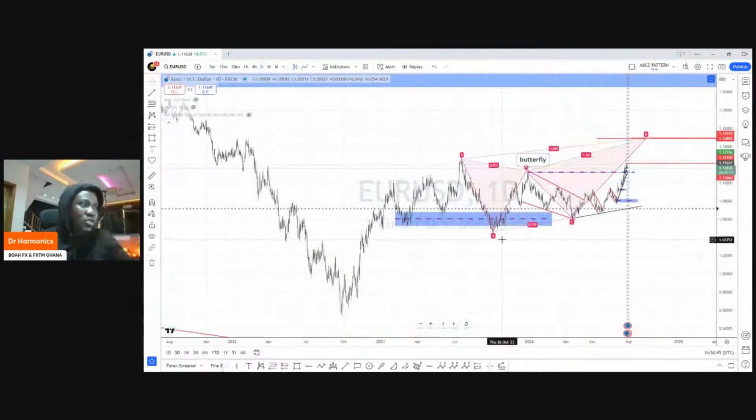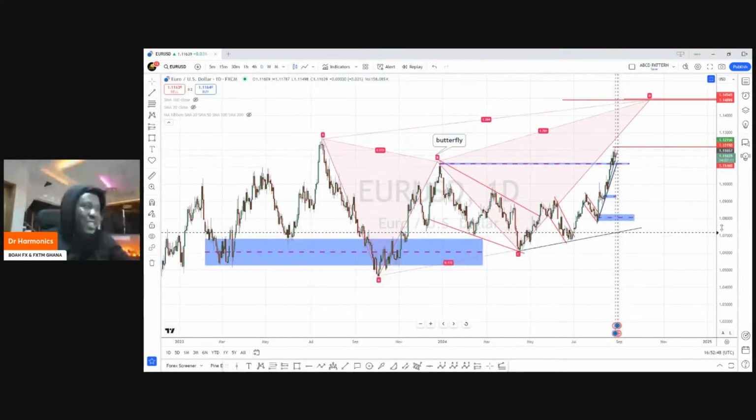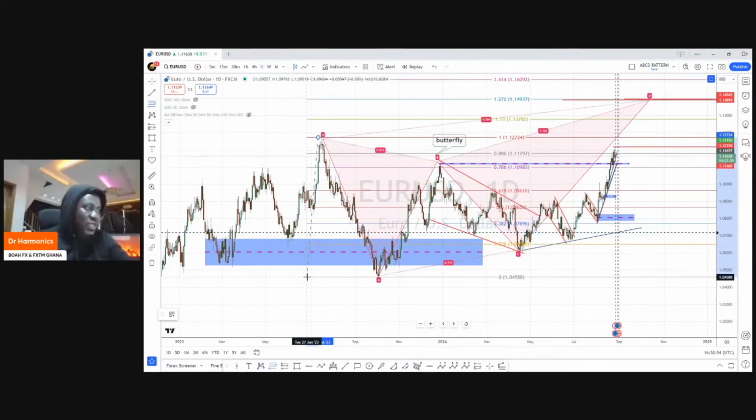Before that, let's go to the higher time frame. So on the higher time frame, we saw a potential harmonic pattern forming. Now from here, just like we did about 2 days ago, the B of the harmonic pattern ended at 78.6.